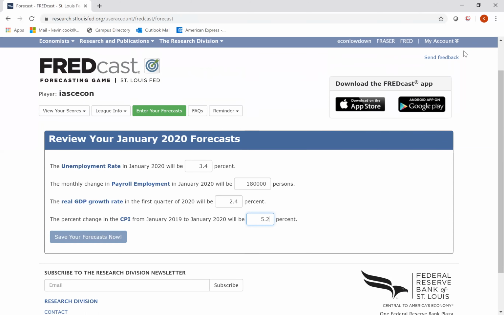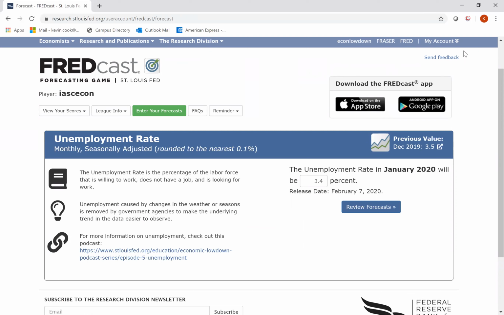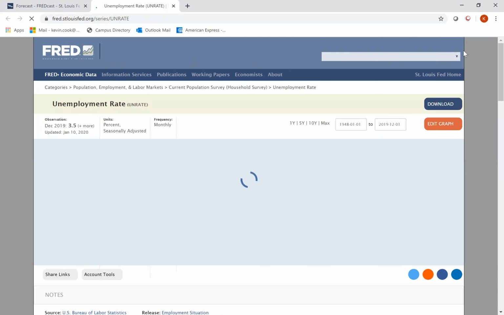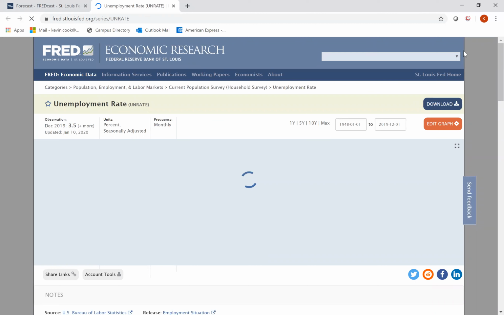But if you click on the blue text, say unemployment rate, a couple of things will come up. One, it gives a definition of what unemployment rate is. It tells you more information about it, and it also has the previous value. So in December 2019, the unemployment rate was 3.5%. If you click on that previous value, it'll bring up an interactive graph that you can play with. And it will load.